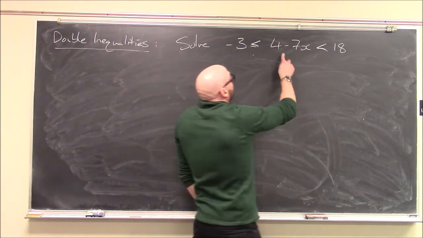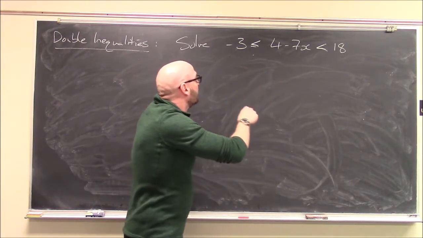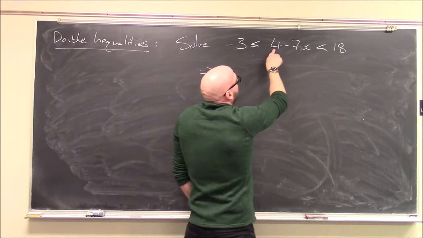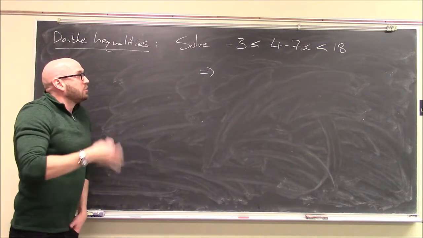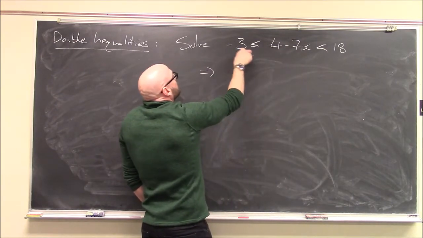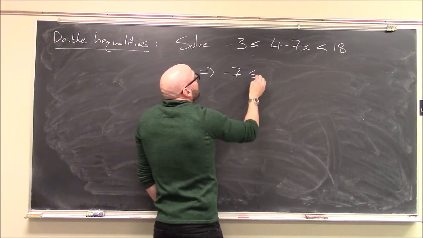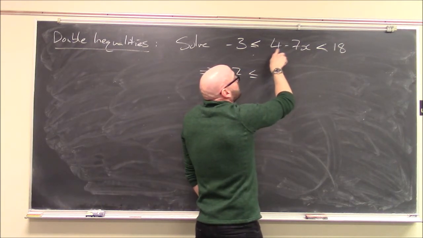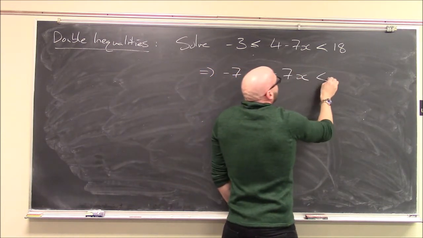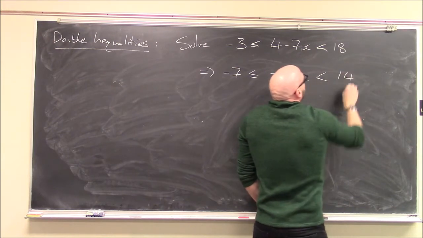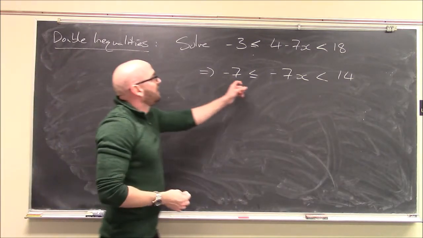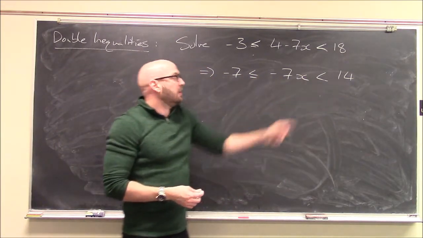So as always, I want to isolate x. What does that mean I want to do? Well, first thing I want to do is get rid of the constants. So how do I get rid of this positive 4? I want to subtract 4 from all 3 sides. Minus 3 minus 4 is minus 7. When we subtract 4 from 4 minus 7x, the 4 goes away, so we're left with minus 7x. And when we subtract 4 from 18, we have 14. Okay, so the inequality becomes equivalent to this new one: minus 7 is less than or equal to minus 7x, which is less than 14.